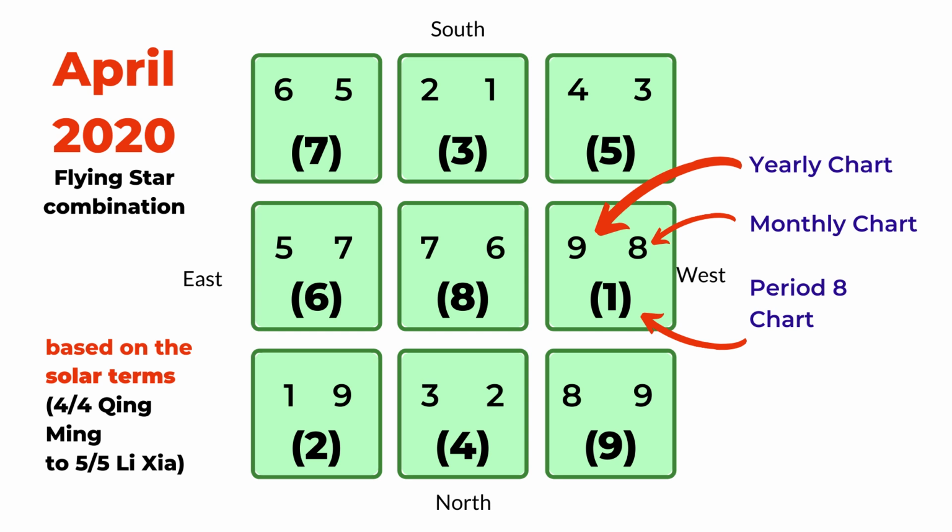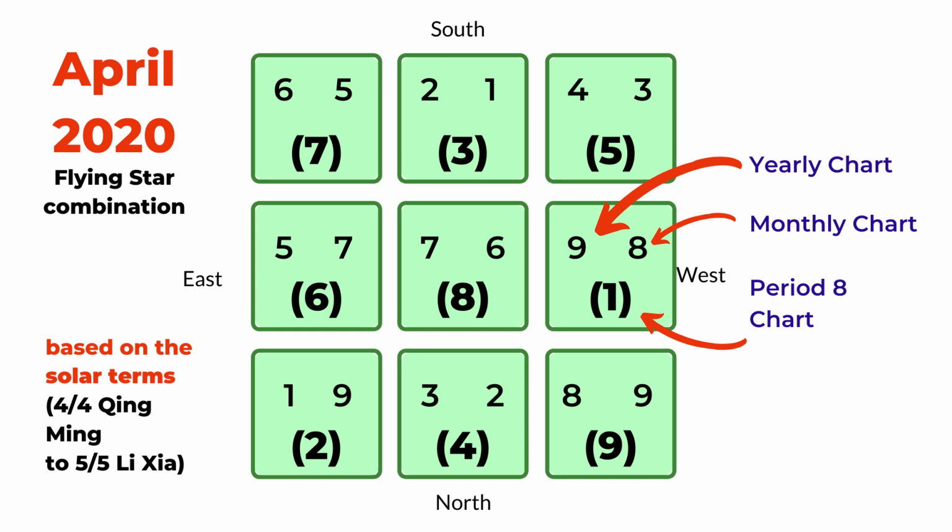They have yearly, monthly. The period 8 chart covers 20 years. You don't see the quick change, but the power of the star lasts longer than the yearly or monthly chart. The monthly chart is based on the solar terms. For example, the April month starts with the solar term Qingming, on April 4th, until May 5th, Li Xia, the starting of summer. So it's not exactly matching the Western calendar.